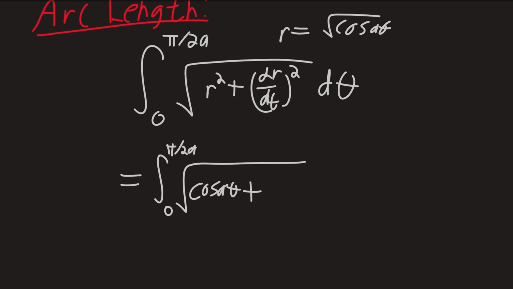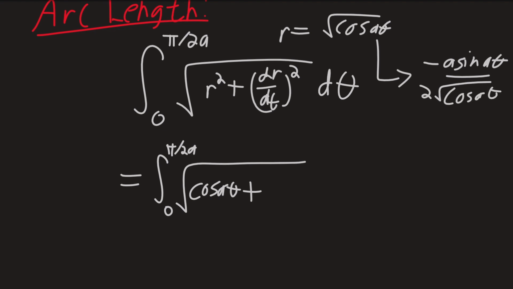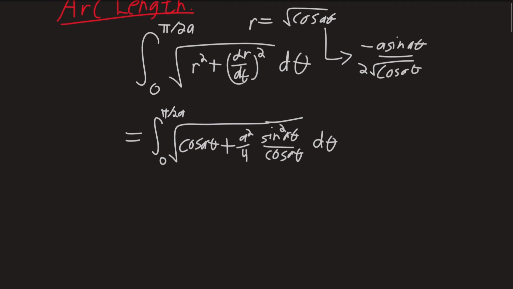I'll just write this to the side actually. It's just going to be minus a sine of a theta over 2 times the square root of cosine of a theta, which is a mouthful, but whenever we square it, the negative goes away. So we're just going to get a squared over 4 times sine squared a theta divided by cosine of a theta, d theta. And now what we're going to do is simplify things a tiny bit before we go on.